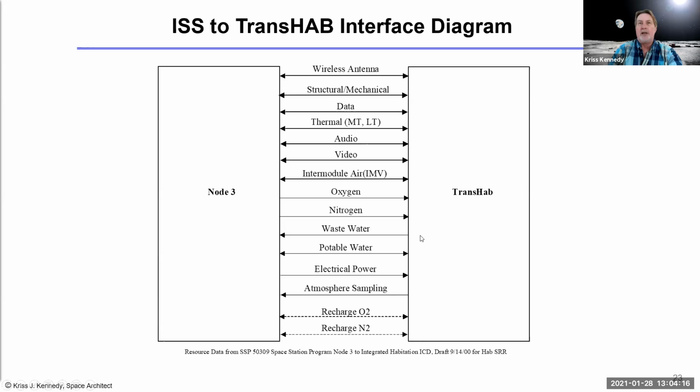And on the other hand, wastewater was actually flowed back to Node 3 for processing, because there was no processor on TransHab because it was part of the ISS system. And so you can look at the different aspects and they go back and forth. And this is an example of an interface diagram that would be included in an interface control document, an ICD.